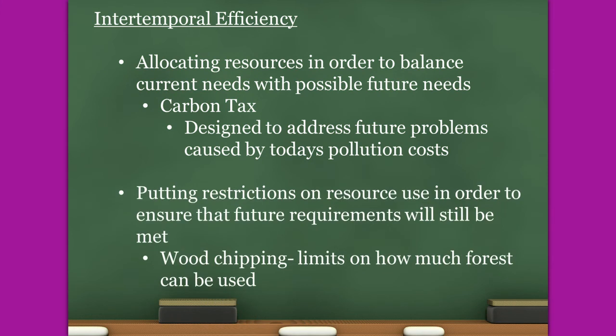Okay, the other thing about intertemporal efficiency, it puts restrictions on resource use today. Best example I could probably think of at the moment is wood chipping in Tasmania or various other countries' forest areas. They cannot just go in and start wiping out forests. They have certain limits put on so that trees, whatever the resource, will still be available in future generations.